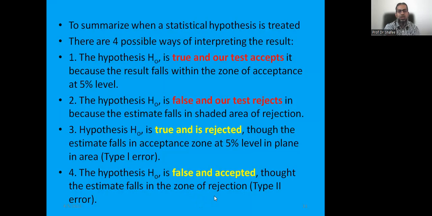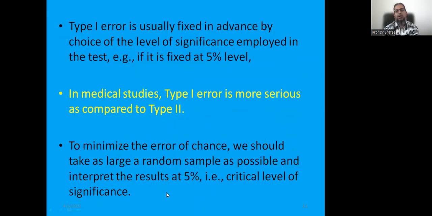So like this, type 1 error and type 2 error. In simple words, when the observation falls in the zone of acceptance and we reject it, it is type 1 error. When the observation falls in the zone of rejection and we accept it, it is called type 2 error. So like this, type 1 and type 2 errors occur in applying a statistical test or in doing a particular type of study.